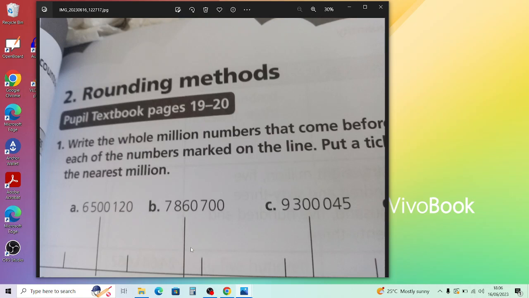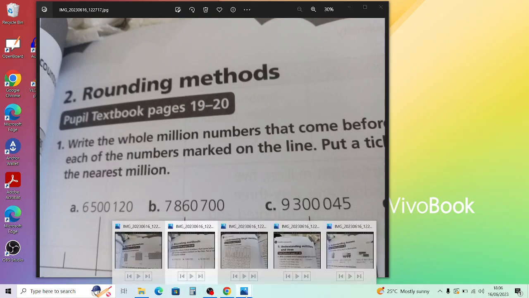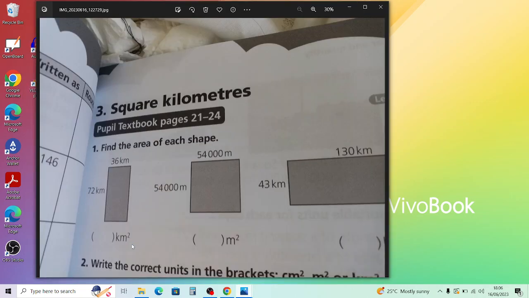Nearest 10,000, 300, yeah, it would have got to 390,000. Okay, and then question 2 you could try yourself. And then moving on to the next one, which is called square kilometers. Square kilometer. So this is something we have done before.